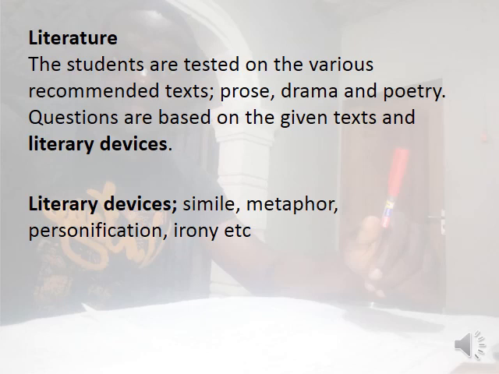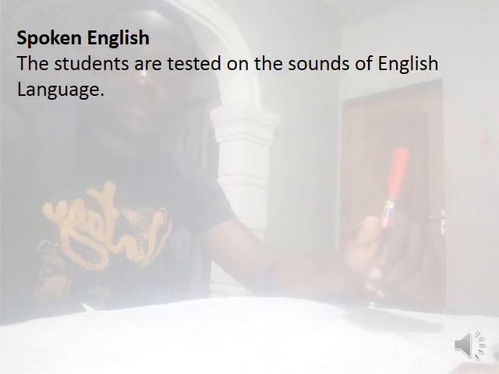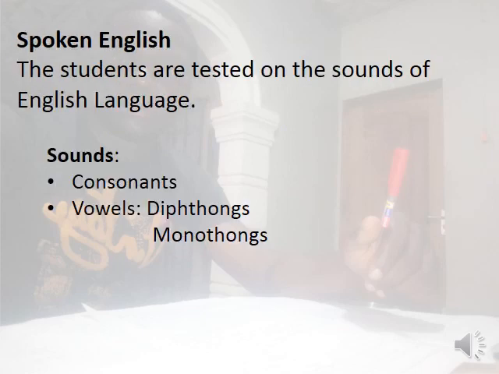So we proceed to spoken English. The students are tested on the sounds of the English language. The sounds are 44 in number, divided into consonants and vowels, where we have 24 consonant sounds and 20 vowel sounds. The vowel sounds are further divided into diphthongs and monophthongs. So you'll be tested on these two. This simply means that you have to master the sounds, so that whenever you come across any, you'll be able to know a word that can be an example of those sounds.